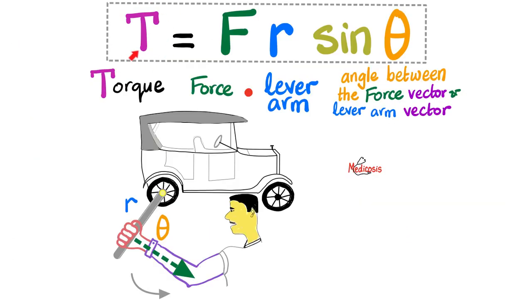Don't forget this. Here is a vector, here is a vector, here is a vector, sine theta. Torque equals applied force times lever arm, or the distance between the applied force and the fulcrum, and you multiply this by sine theta. Define theta. Theta is the angle between the force vector, which is this way, and the lever arm vector, which is that way. Between this and this, you have an angle theta.